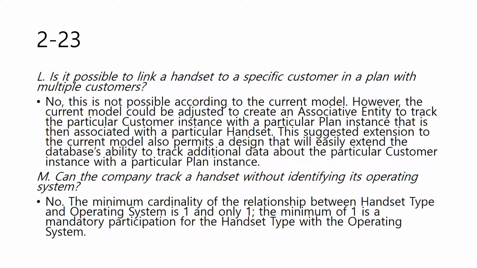Problem M. Can the company track a handset without identifying its operating system? No, the minimum cardinality of the relationship between handset type and operating system is 1 and only 1. The minimum of 1 is a mandatory participation for the handset type with the operating system.